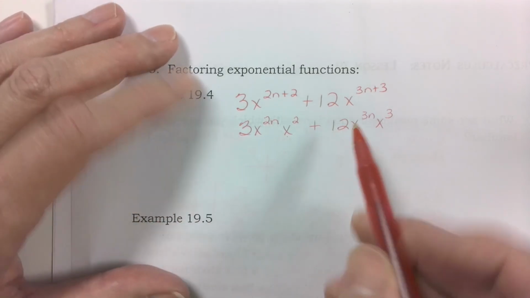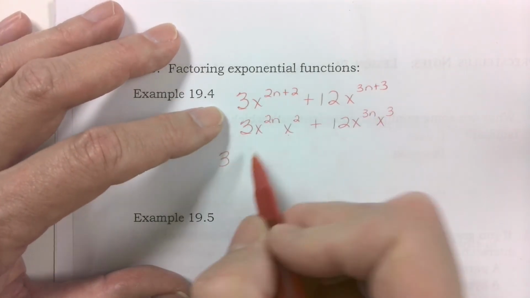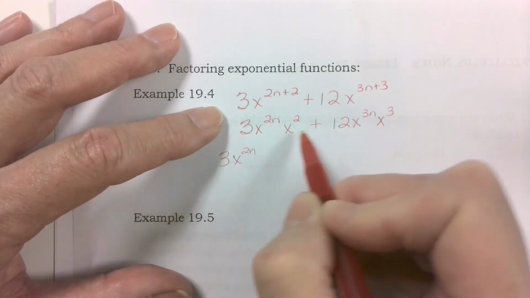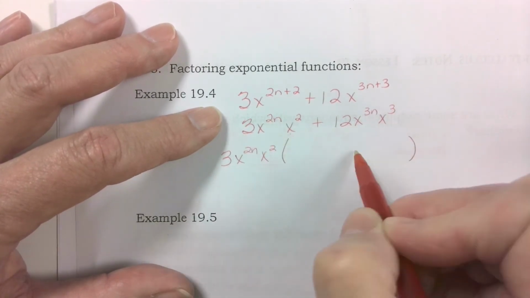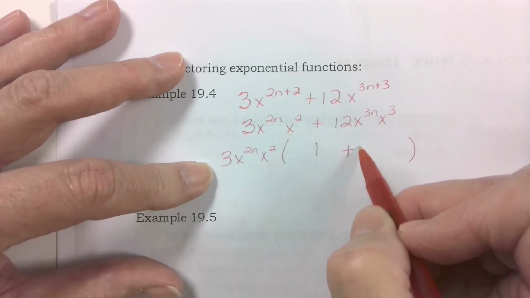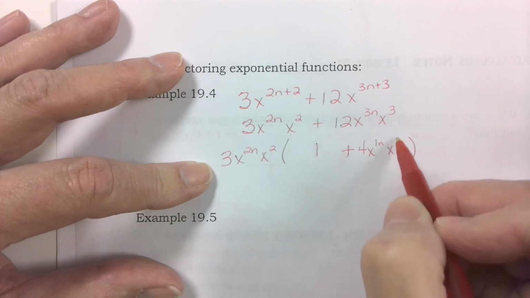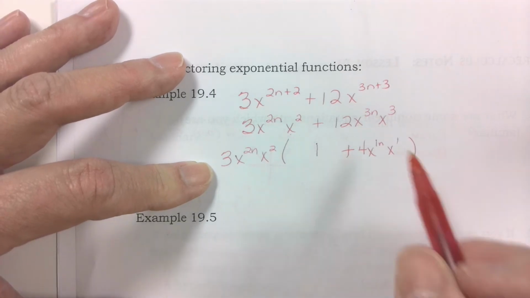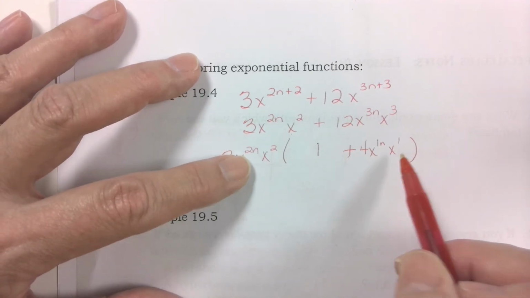I have a 3 and a 12, so a 3. I have x to the 2n, x to the 3n, so x to the 2n. I have x squared and x cubed, so x squared. So what did I have left? Here, I factored everything out. Here, I'd have a 4, an x to the 1n, and an x to the first. Because when I multiply, this would be x to the 3n, and this would be x cubed.